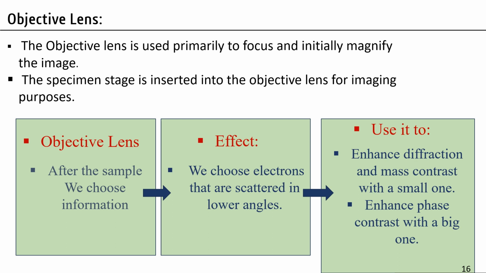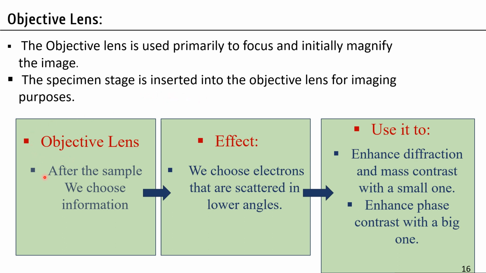In the case of the objective lens, which is put after the specimen, it is the most important lens in the TEM. It forms the image and diffraction pattern that are magnified onto the viewing screen or camera. The objective lens is used primarily to focus and initially magnify the image. The specimen stage is inserted into the objective lens for imaging purposes.